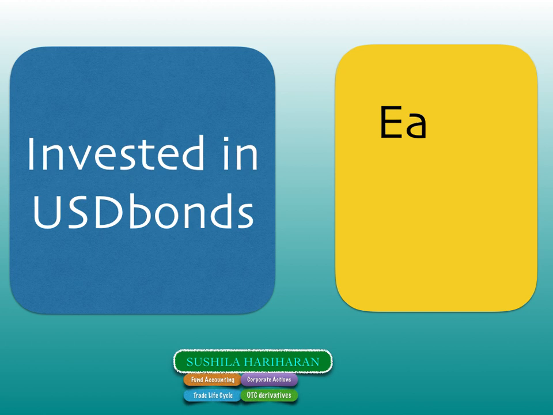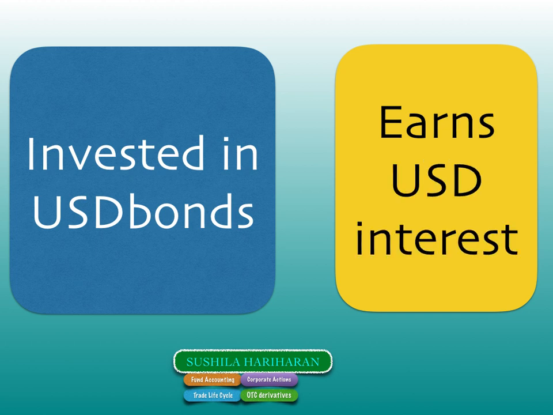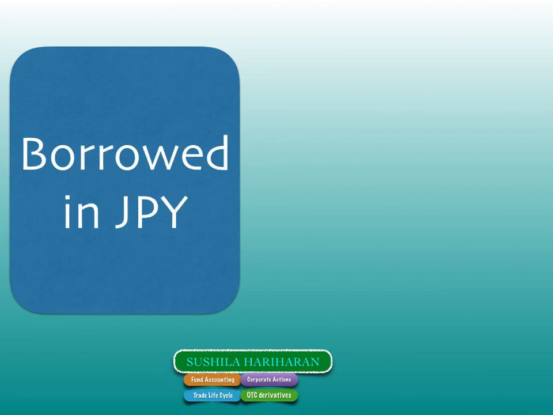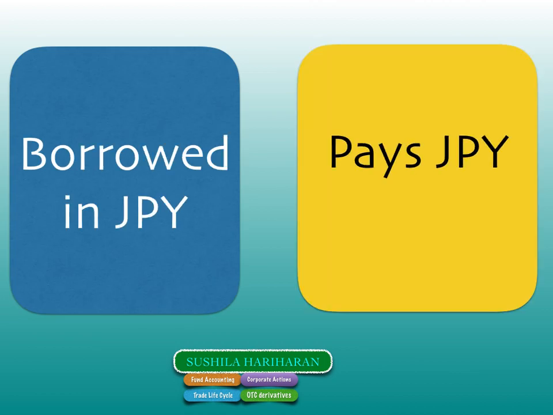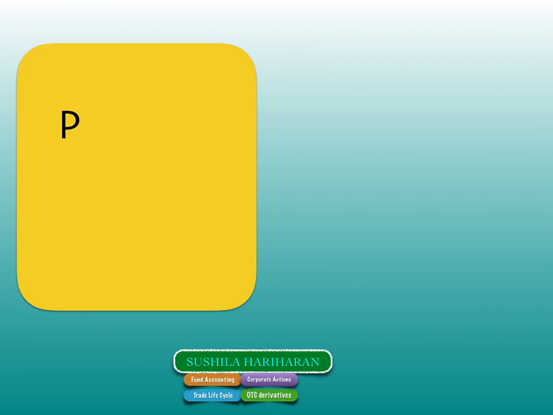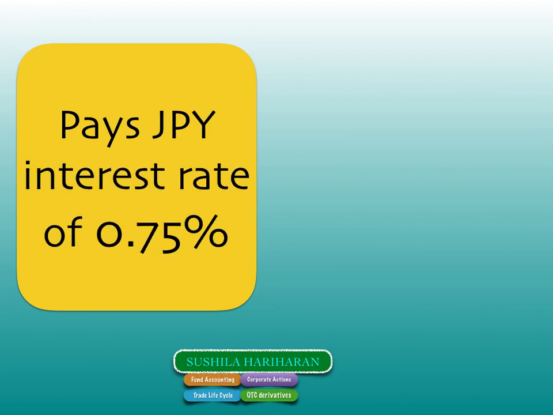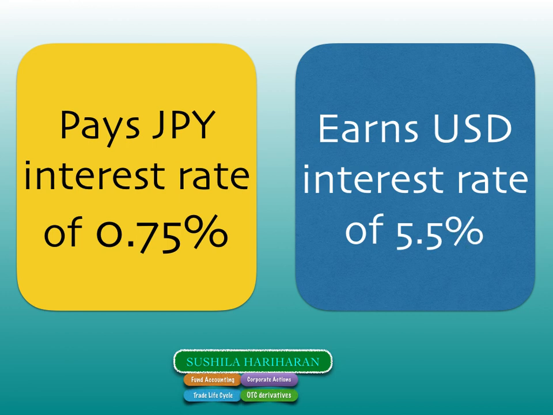They invested in USD bonds and they earned USD interest on those bonds. On the other hand, they borrowed in JPY, so their expense was in JPY interest. As already discussed, they paid a JPY interest rate of 0.75%. They earned USD interest of 5.5%. It made tremendous sense for them because they realized that this is a great arbitrage opportunity. This is called a carry trade.